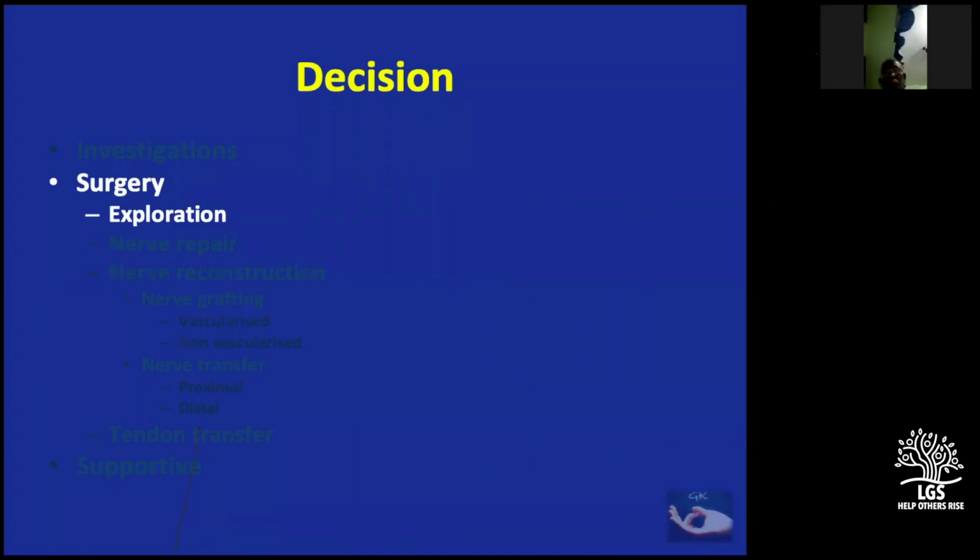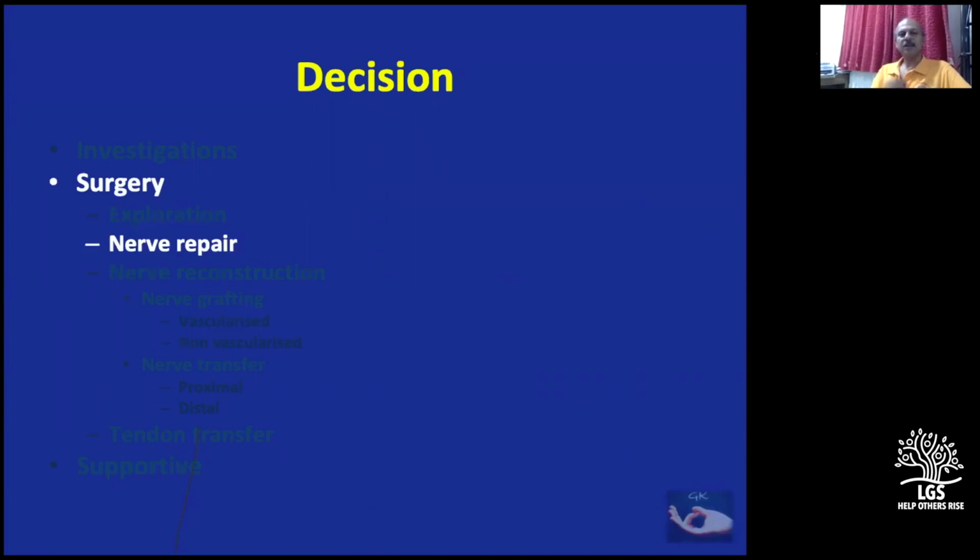The first surgery is exploration. We need to explore whether it is an open wound or a compression neuropathy, or it is Hansen's disease, or it is a tumor. The exploration will give us an idea about what the actual lesion is, and then it will take us to the next step of decision making, which will be to do a nerve repair. A nerve repair can be done primarily. A repair means you are just suturing the ends together. That is repair. If you are not able to suture the ends together, it becomes a reconstruction.